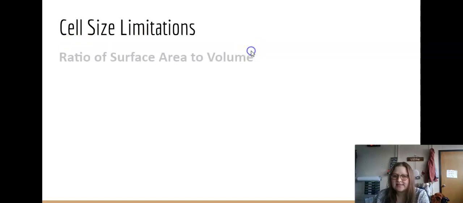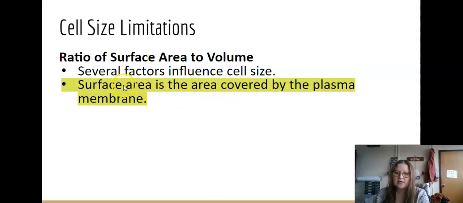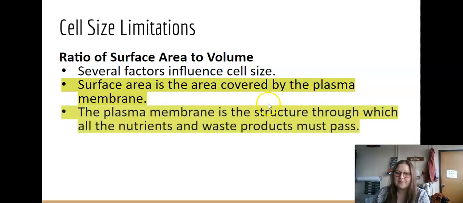So let's talk about cell size limitation. What we're looking at here is the ratio of surface area to volume. Surface area being the outside, volume being the inside. Several factors influence cell size. Surface area is the area covered by the plasma membrane, what you could touch theoretically on the outside. And the plasma membrane is the structure through which all the nutrients and waste products must pass.